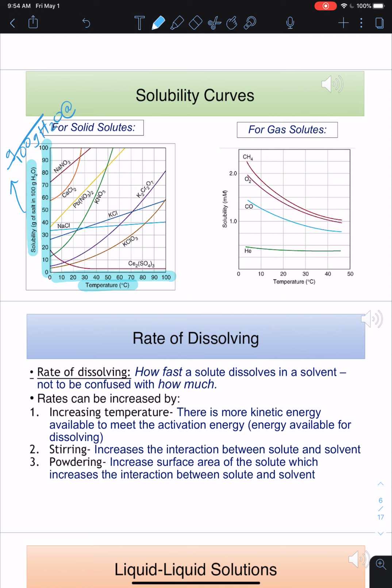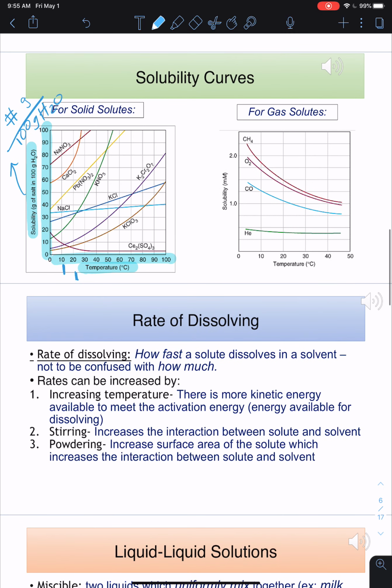So at this point, it would be at 10 degrees Celsius. Over here, it would be at 20 degrees Celsius. So this temperature is changing, and the other thing that is changing is the number in front of grams. Okay. So in the PowerPoint, I picked this little NaNO3, sodium nitrate, right there. And I tried to show you that as temperature increases, so does solubility.